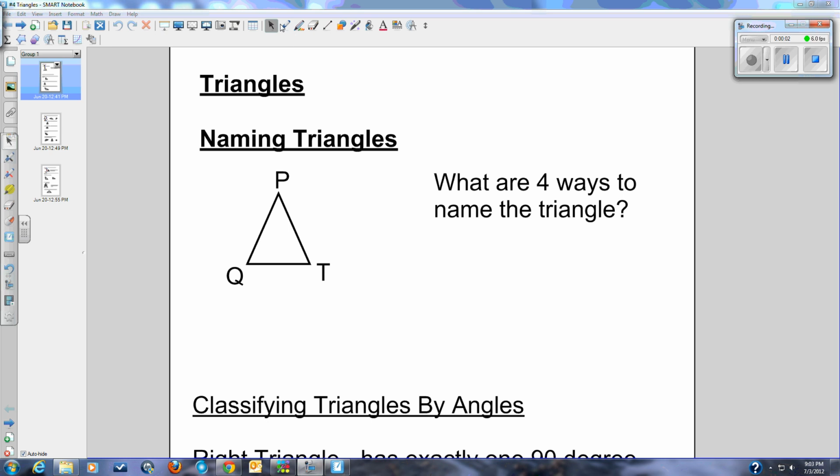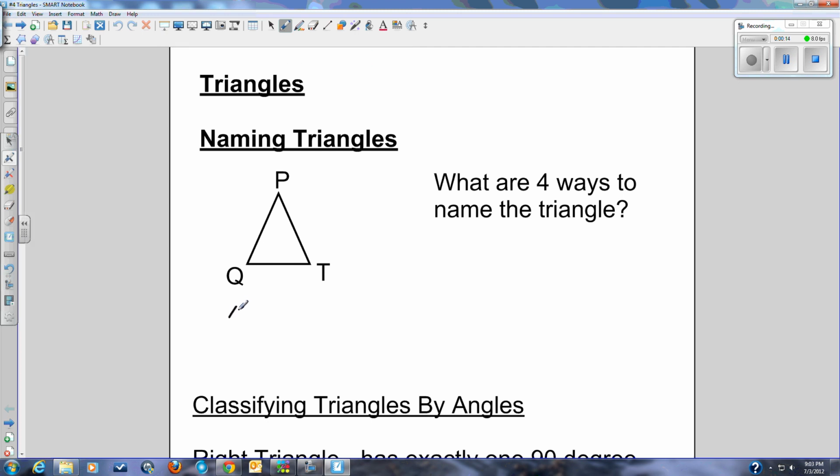Today we're talking about triangles, and we want to start with how to name a triangle. What we're going to start with is a symbol for a triangle name, which is just a small triangle. Then you list the vertices of the triangle. You can list them in any order you want. You can call this triangle QPT if you want.